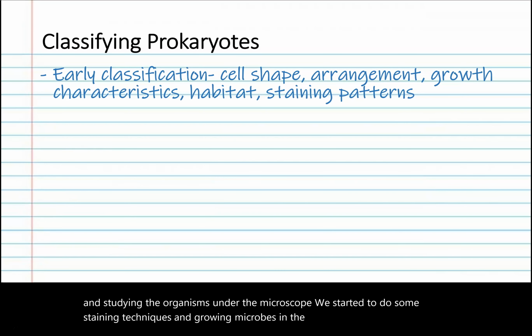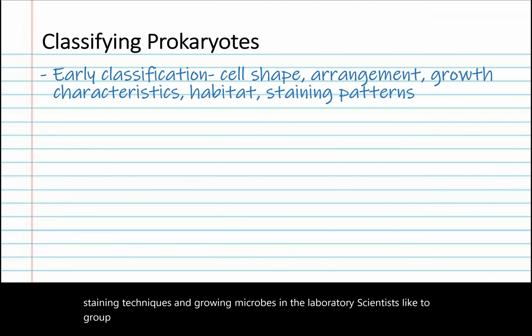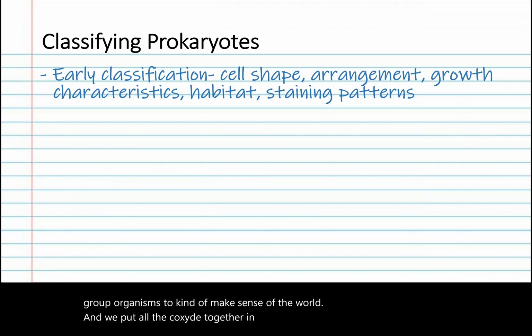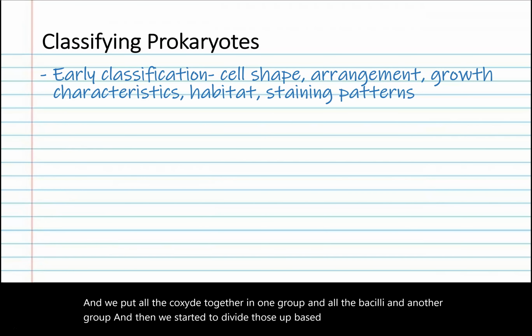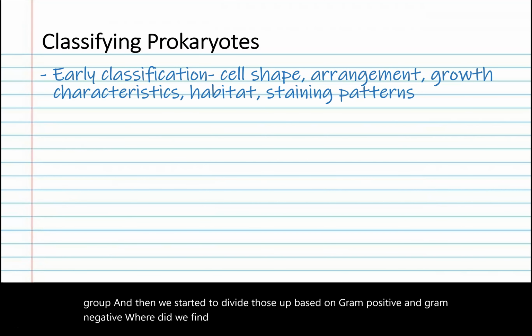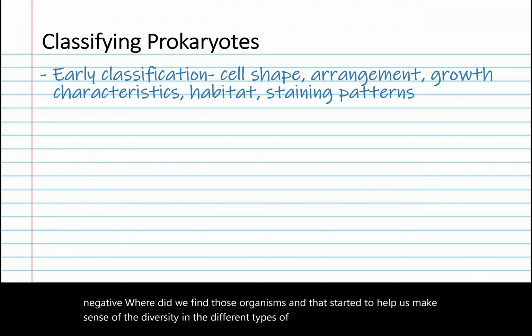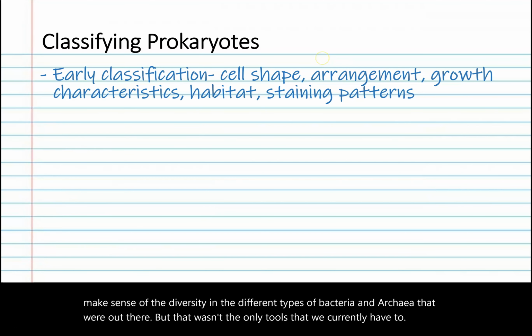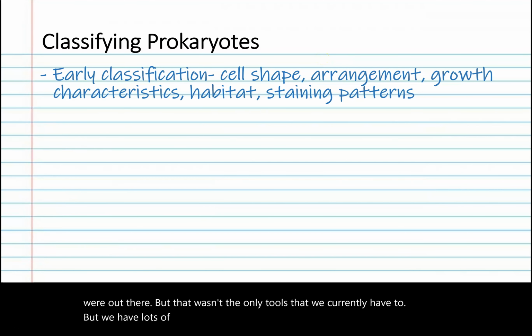Scientists like to group organisms to kind of make sense of the world. And we put all the cocci together in one group and all the bacilli in another group. And then we started to divide those up based on gram-positive and gram-negative. Where did we find those organisms? And that started to help us make sense of the diversity and the different types of bacteria and archaea that were out there. But we have lots of other tools in our arsenal now that help us classify prokaryotes.